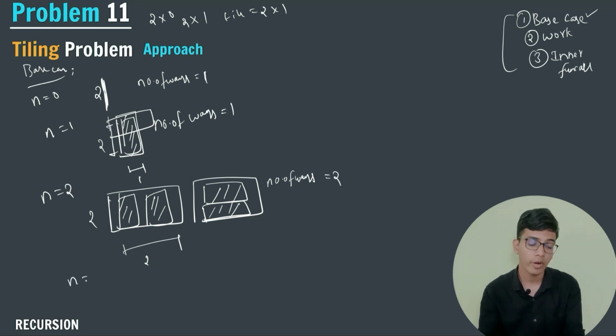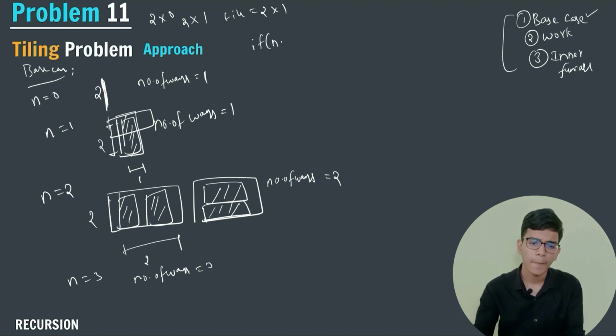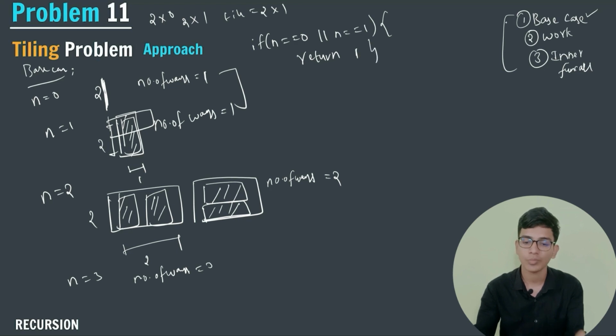After that, for n is equal to 3, we already studied in the previous example that the number of ways will become 3. So from these cases, can I extract one thing: that if n is equal to 0 or n is equal to 1, this will become my base case. So what I am going to return here is 1 to my user. So this is my base case.